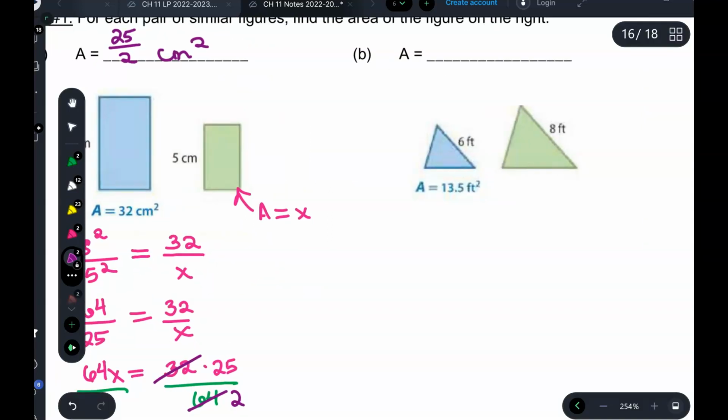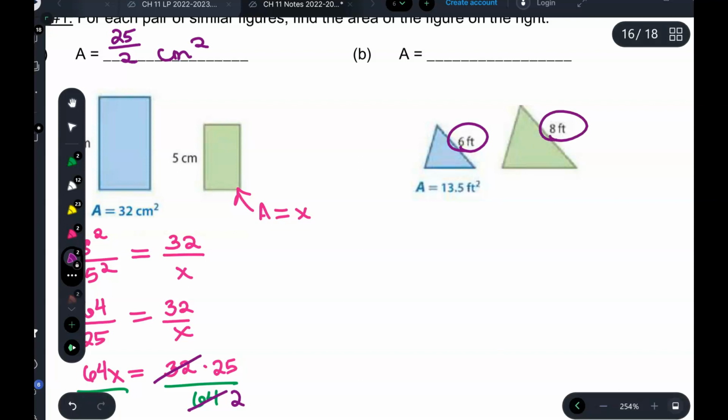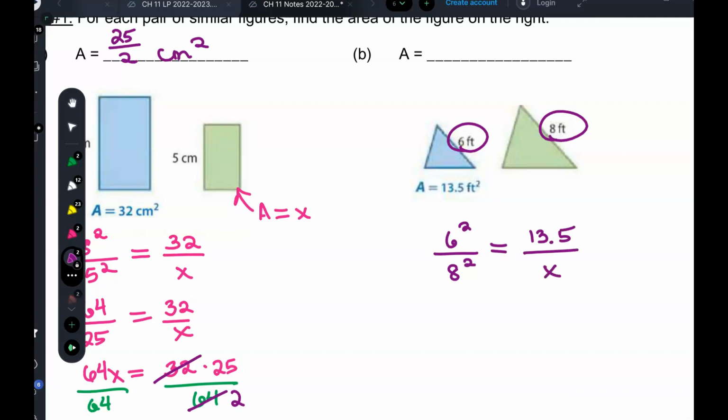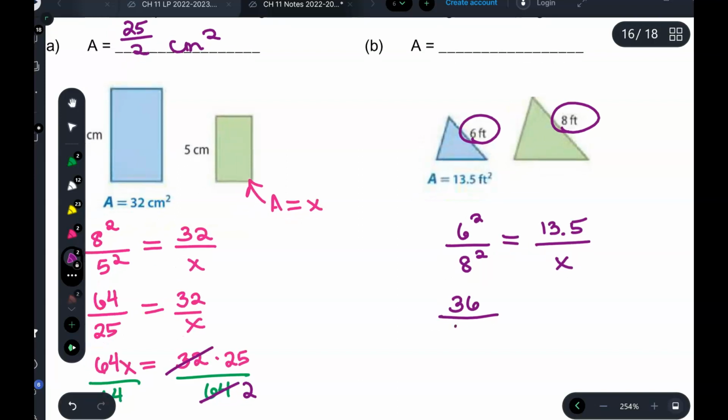Okay, let's look at the next one. Can you do it with any of the sides of the shape? Yes, as long as they're corresponding, if they're matching. So I have 6 squared over 8 squared equals 13.5 over x again. So this will be 36 over 64.